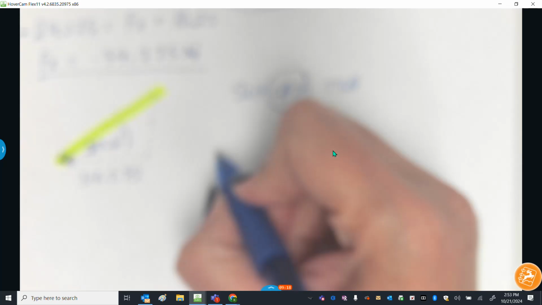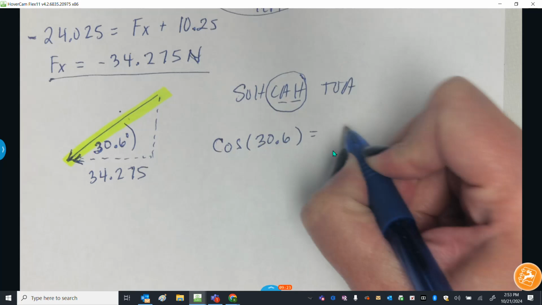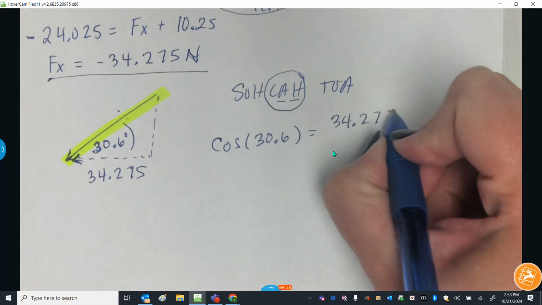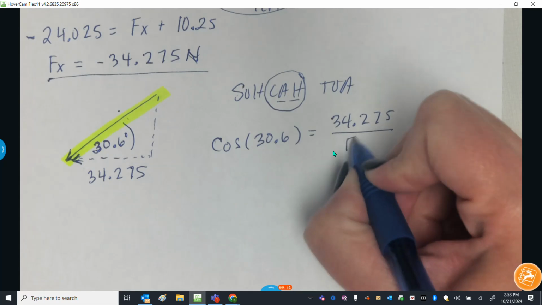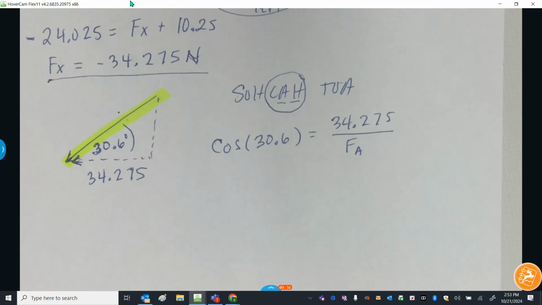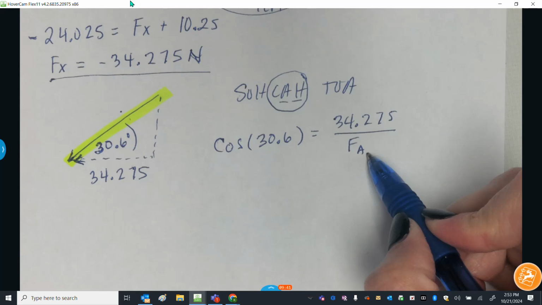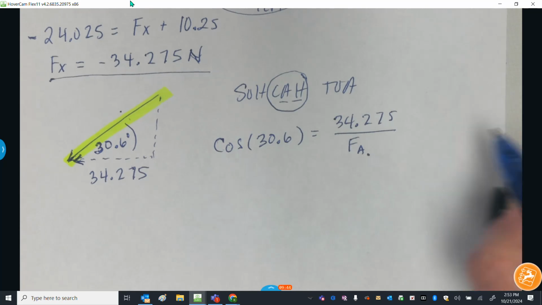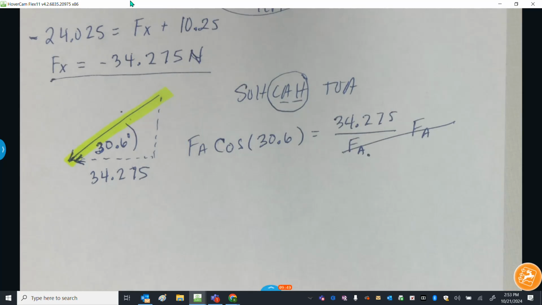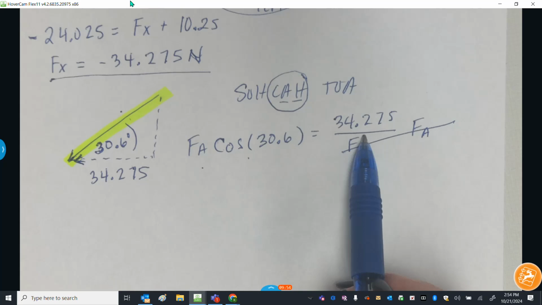And so we're going to say that the cosine of 30.6 degrees is equal to the adjacent side, that's this one, 34.275, over my hypotenuse, which is going to be the applied force from the student. You can label it whatever variable you want, but because it is applied, I'm going to go ahead and just use FA. Again, I can't solve for this algebraically when it's in the denominator. So the first thing I'm going to do is multiply both sides by FA so that this cancels, and that leaves me with FA times cosine 30.6 equals 34.275.